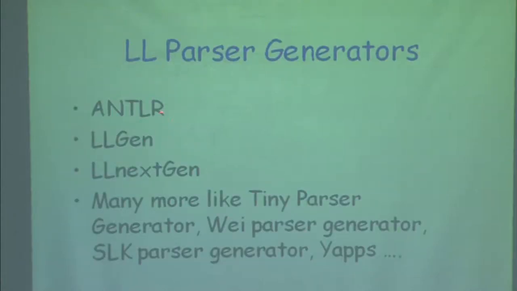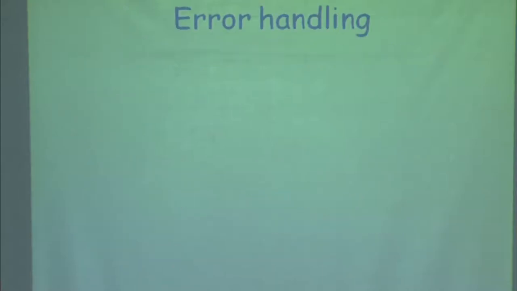And these are the various parser generators which are available to us, which are top-down parsers. ANTLR is one very popular parser generator, but then there is LLGen, LLNextGen, and then you can search the literature on that. There's also something called Tiny Parser Generator, Yapp parser generator, SLK, and so on. Okay? So these are all top-down parsers which are available to us.